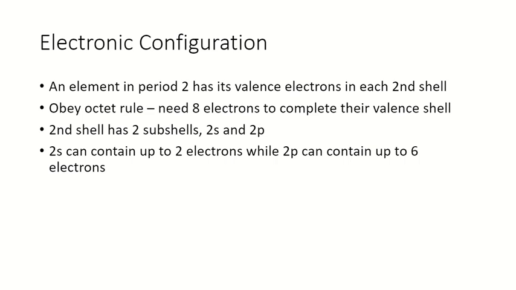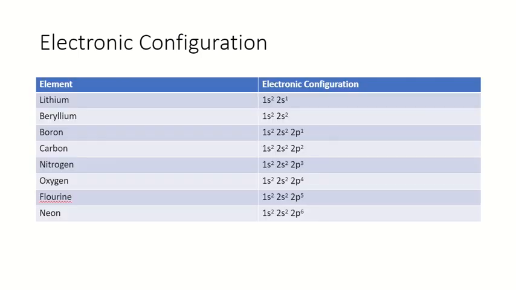So an element in period 2 has its valence electrons in its second shell. So an element in period 2 obeys the octet rule, so it requires 8 electrons to complete their valence shell. So the second valence shell has 2 subshells, namely the 2s subshell as well as the 2p subshell. So the 2s subshell can contain up to 2 electrons, while the 2p subshell can contain up to 6 electrons. So these are the electronic configurations as well as the elements of all the elements in period 2.